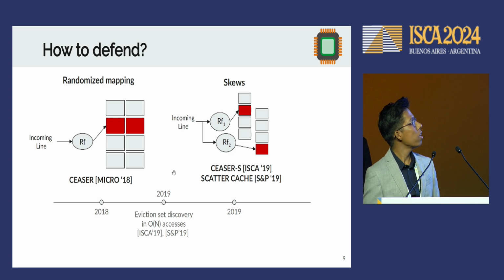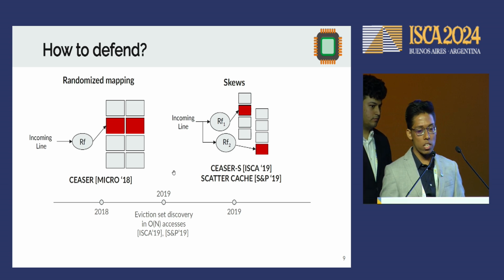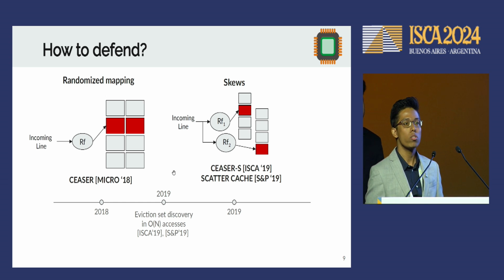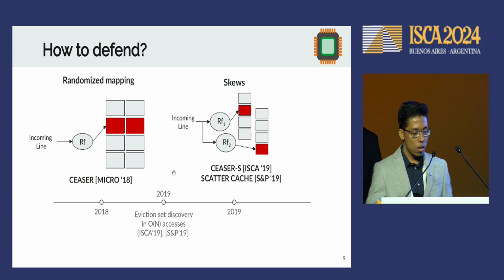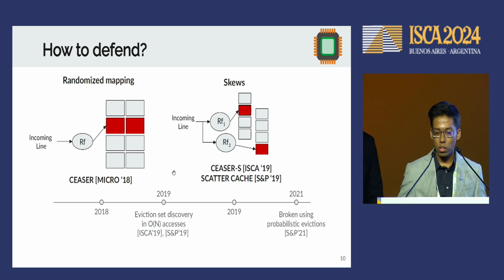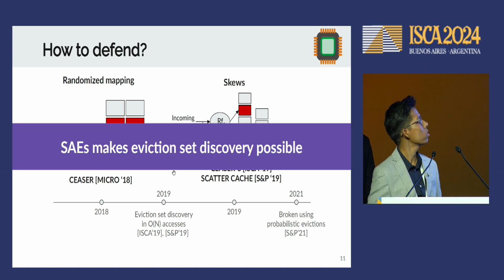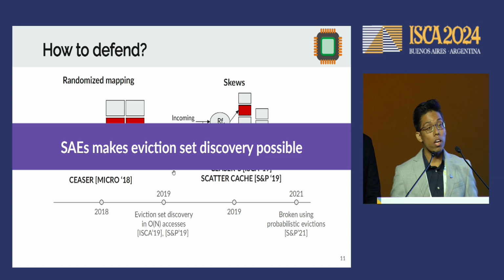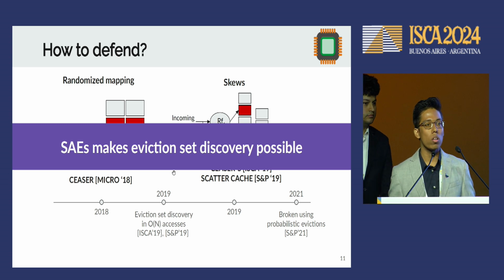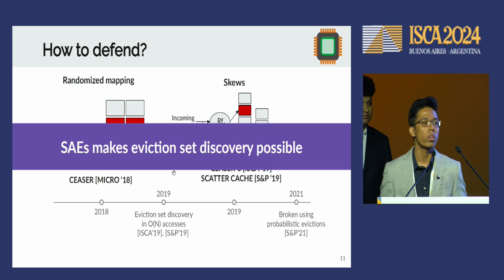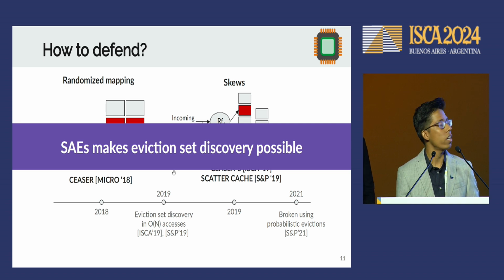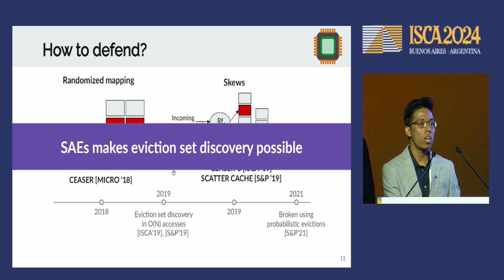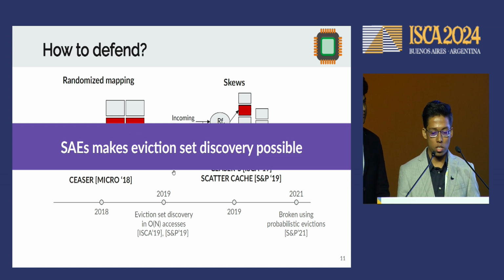Then there's another idea that is an improvement of CEASER, which is CEASER-S, which separates the cache into 2 skews so as to further obstruct the attacker's view of the set mapping. But it was also broken quickly in 2021. The reason that eviction set discovery is possible is because of something called set-associative eviction. Whenever an entry is put into the cache, the eviction candidates belong to the same set. So set-associative eviction occurs, and through that the attacker is able to figure out what addresses map to the same set.